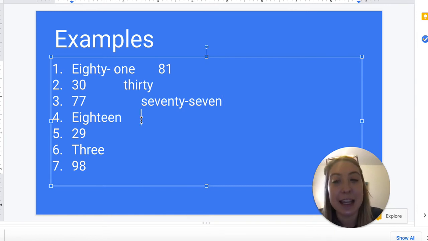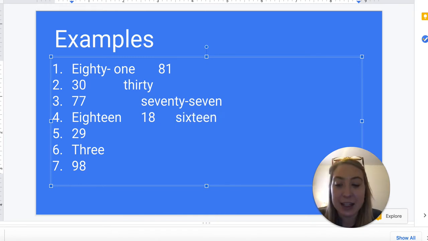So this is 18. So the teen means I put a 1 before, and the 8 means that's what goes after. So if I see 16, I see, remember, the teen puts a 1 in the 10 place, and the 6, that goes in my ones place. So that's the only one that's going to be a little backwards when you see the teen at the end. It'll be a number and then teen.